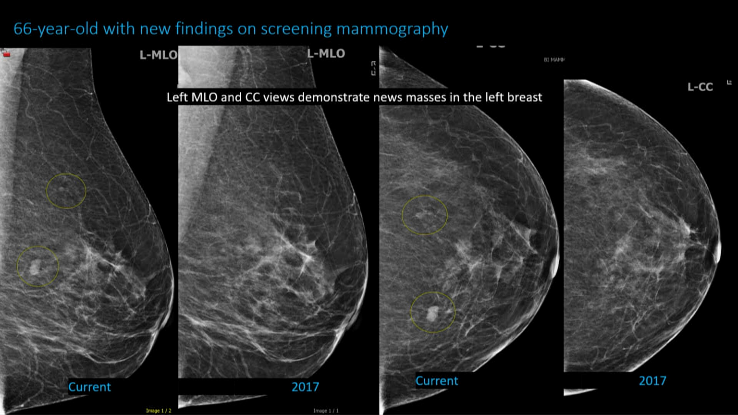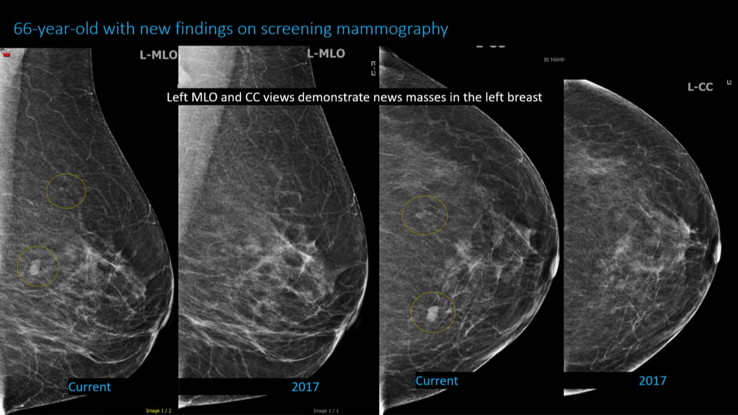Here's another case. This is a 66-year-old woman with new findings on screening mammography. And so you can see this is her current compared to her most recent prior, which was in 2017, so quite a while ago. And there's a new mass in the upper inner breast at posterior depth. And there's also a questionable focal asymmetry in the upper outer breast.